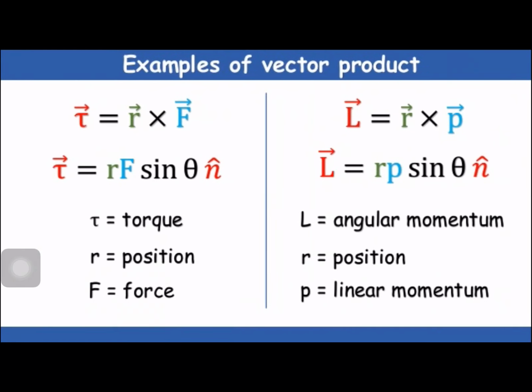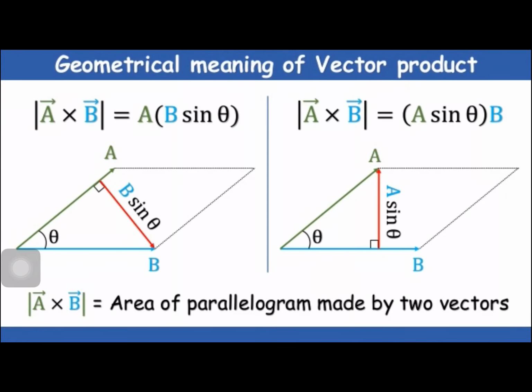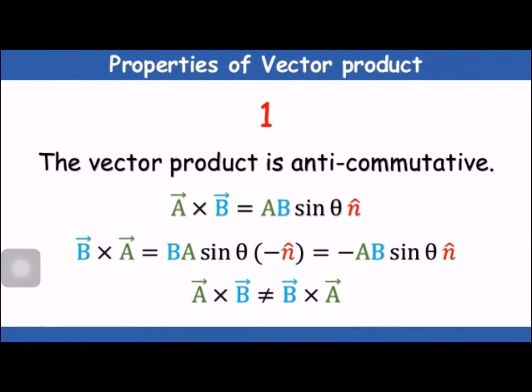Examples of vector product: one is torque, another is angular momentum. For torque, R cross F, that is R F sin theta n cap. Or angular momentum L equals R vector cross P vector, R P sin theta n cap. So the geometrical meaning: modulus of A cross B equals A times B sin theta, or modulus of A cross B equals A sin theta times B.